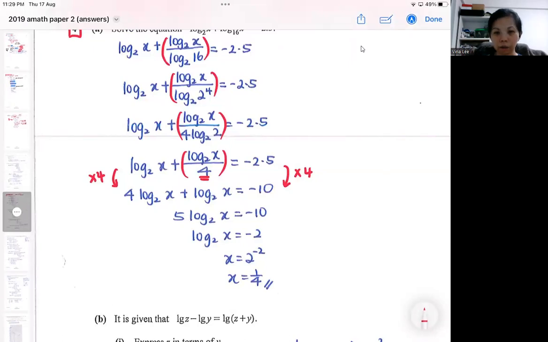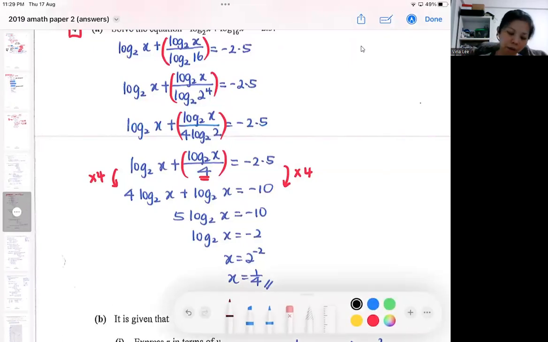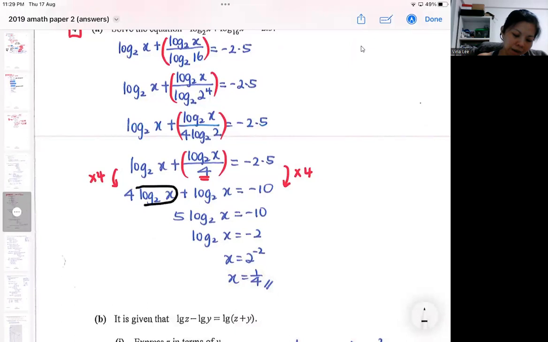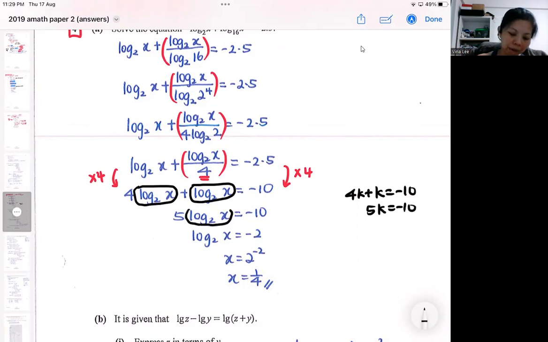Okay, from there it's actually quite easy. You can visualize this as an identical log. Can you see the two logs are the same? So it's something like 4k plus k equal to minus 10. So that's like 5k equal to minus 10. That's why it's like an identical log. You can do a substitution if you need, but this one is really simple, so you don't have to do a substitution.